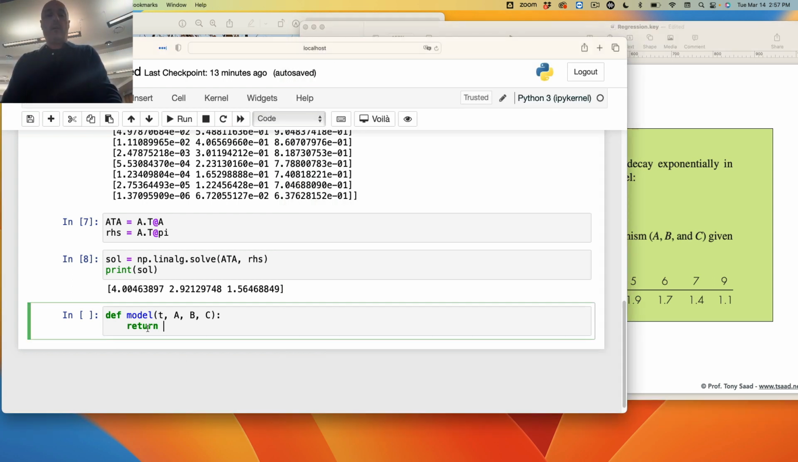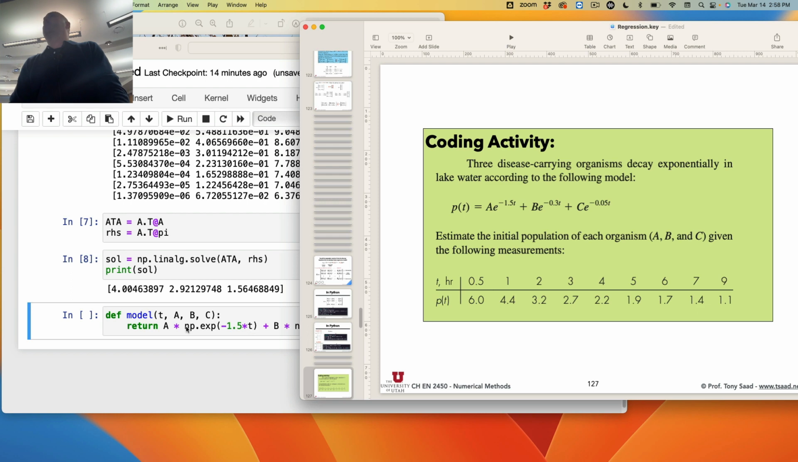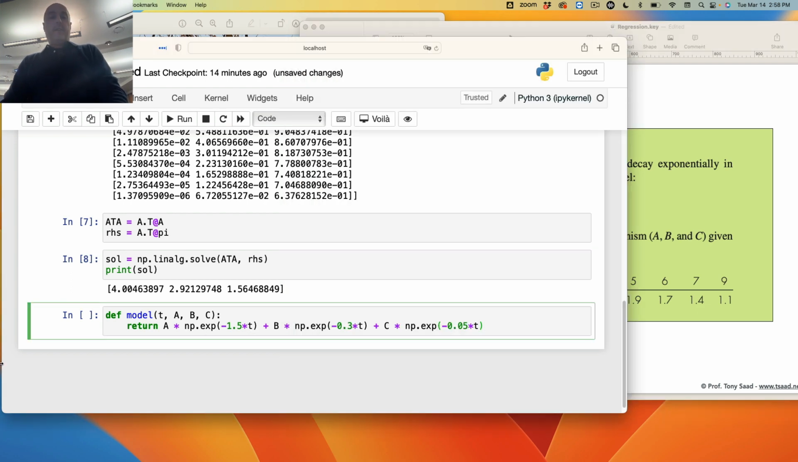This is going to be A times np.exp of minus 1.5 times t. I'm not putting ti here because this is a routine. It's going to take values of t. I'm defining t over here. Okay? Plus b times np.exp of minus 0.3 times t, correct? Plus c times np.exp of minus 0.05 times t, right? Okay. All right. Perfect.